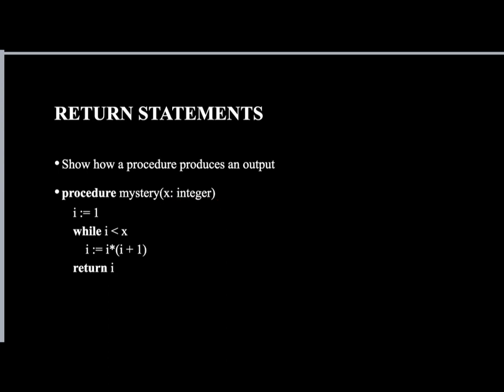So the algorithm is going to be: I is assigned to be 1. As long as I is less than x, redefine I to be I times I plus 1, and then it's going to return I. Okay, so basically you're going to pick a mystery integer, and this while loop is going to do these arithmetic operations on it, trying to identify what the mystery integer was, and then it's going to spit out I once it finds it.